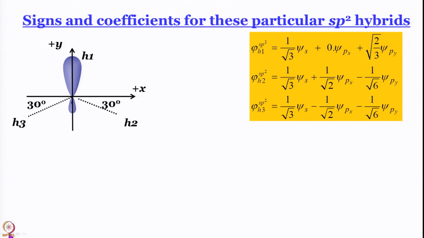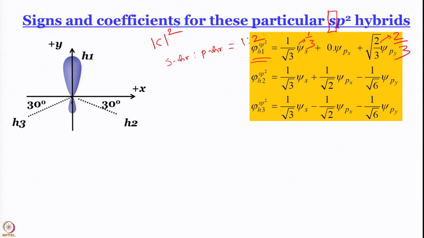Well, to answer the question, we need to remember that the mod square of any coefficient gives us the contribution. So, in the first orbital, contribution of psi s is 1/3, or you can write 0.33 if you want. I like 1/3 better. Contribution of py is square of root 2 by 3, well, 2/3. What is the ratio of s character to p character? 1 by 3 is to 2 by 3 is 1 by 2. So, sp2.